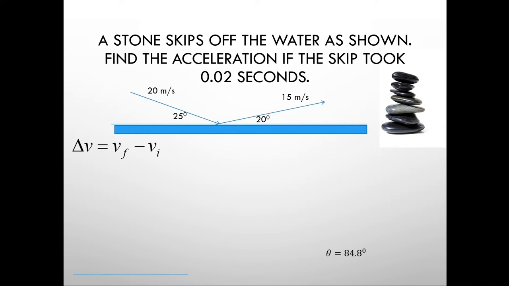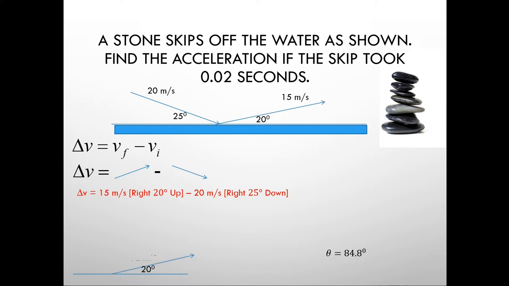So again, for acceleration, we need to know the change in velocity. Velocity final minus velocity initial. We can represent this with vectors as such, drawing the final vector first and then subtracting the initial vector. So we could read that as 15 meters per second right 20 degrees up, which is the last vector, minus the first vector, which is 20 meters per second right 25 degrees down.